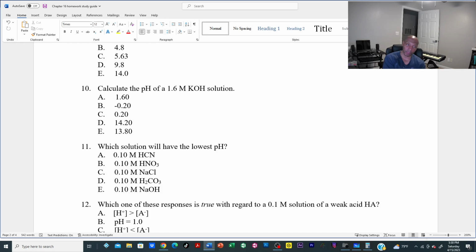D. Okay, so let's take a look at number 11, shall we? Number 11 says, which solution will have the lowest pH? So now notice that the more acidic it is, the lower the pH. So all I have to do is find the most acidic solution. Since they all have the same concentration, all I have to do is find the strongest acid in here. Now HCN, hydrogen cyanide, is a weak acid. It's highly deadly, I might add, but it's a weak acid nevertheless. So I can go ahead and disregard.